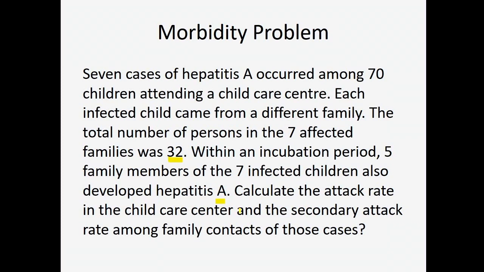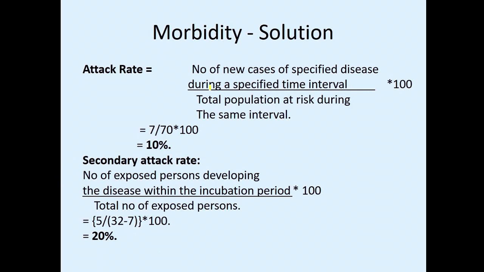Calculate the attack rate in the child care center and secondary attack rate among family contacts of those cases. So attack rate is given by the formula: number of new cases of a specific disease during a specific time interval, that is 7, divided by total population at risk during that interval, 70, into 100, which will give 10%. Secondary attack rate the same way, within one incubation period was 5.